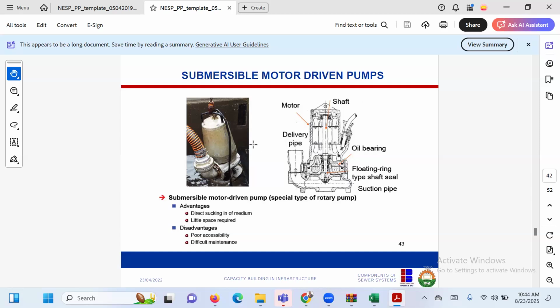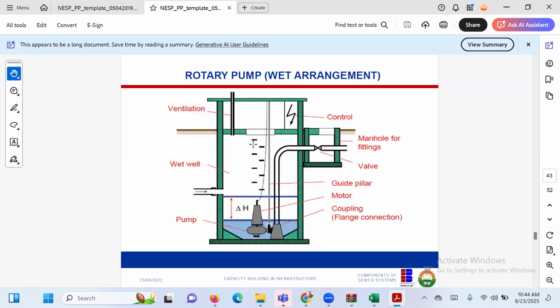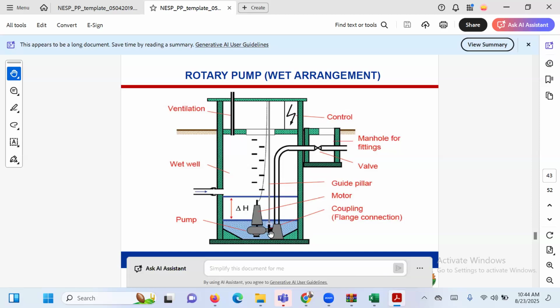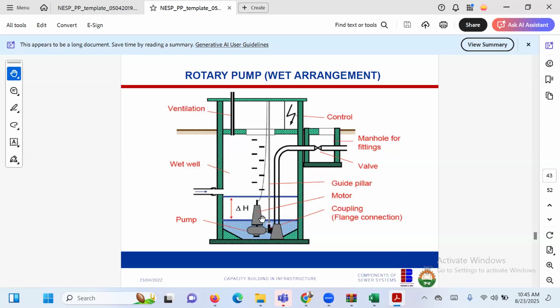This is what is mainly en vogue in conveying sludge, especially treated sludge, in between the different components of a treatment plant. So this is a wet arrangement of a rotary pump. You can see the pump here, with the motor on top. Remember, this can be submerged. The motor units are protected from water and everything. So this is what the construction looks like.